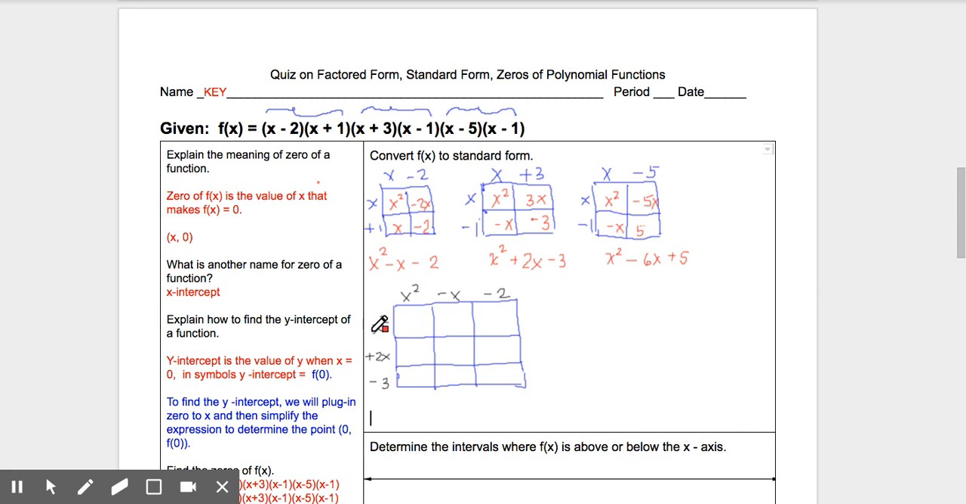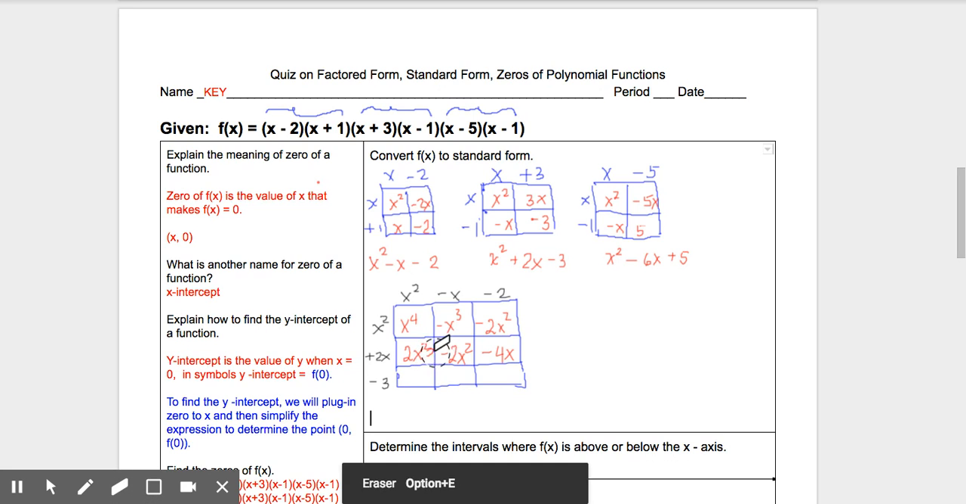So we have x squared times x squared is x to the 4th. X squared times negative x is negative x cubed. X squared times negative 2 is negative 2x squared. Now 2x times x squared is equal to 2x cubed. Oh, this should be x cubed. And then 2x times negative x is negative 2x squared. 2x times negative 2 is negative 4x.